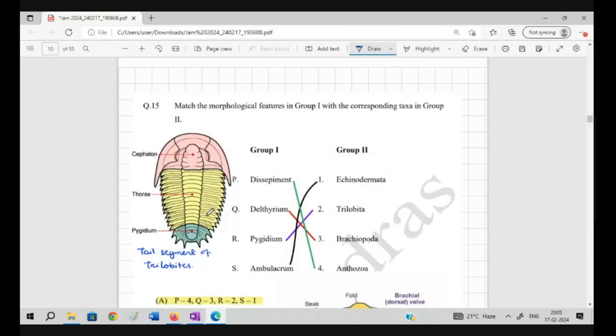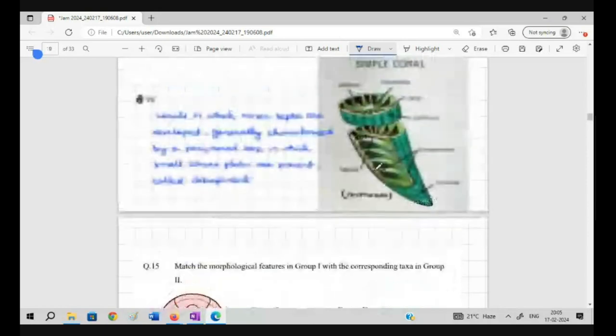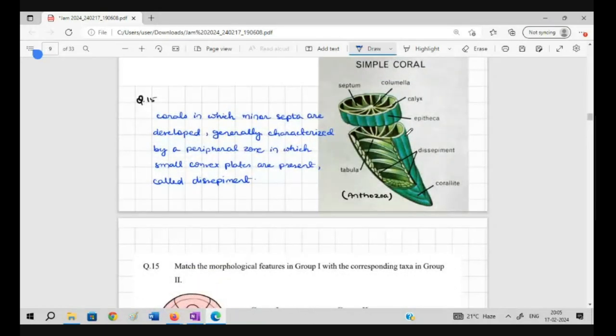Okay, so let's see the next one. It is a column matching. In group 1, there are some morphological features given, and in group 2, some phyla are given. Let's see first the septa. If you see about the septa, these are part of Anthozoa. Anthozoa means they represent the corals. This is the picture of a coral, and these ones attached to the walls are called septa.